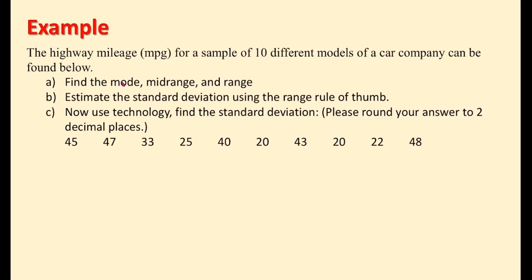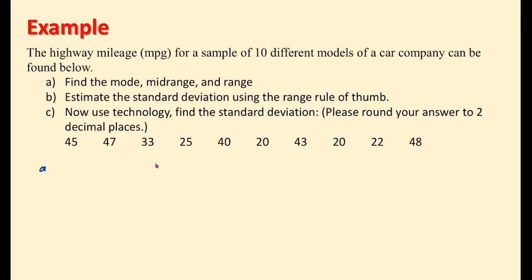We have to find the mode, mid-range and range in the first part. In part B, we have to estimate the standard deviation using the rule of thumb. And in part C, using the technology, we have to find the standard deviation. When we say technology here, we'll be using our TI-84 calculator. And in part C, we have to round our answer to 2 decimal places. So let's begin. First, part A.